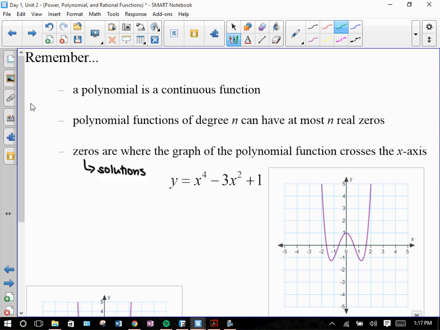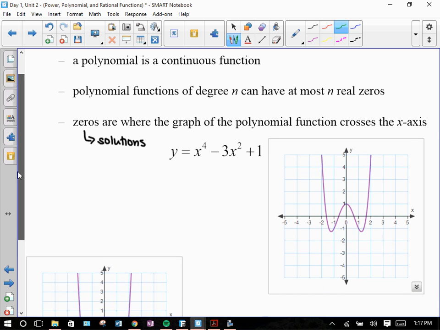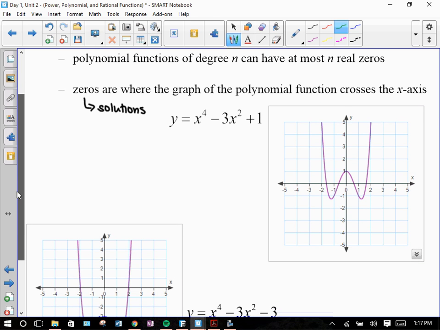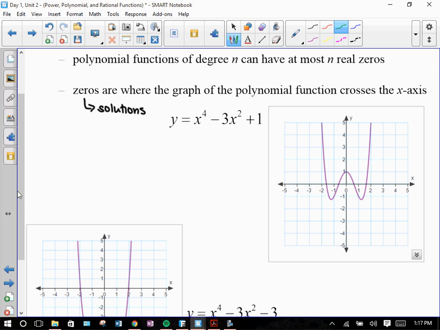Now, I have 2 examples of graphs drawn here. I have these drawn to make a point. First of all, we have two functions up here that are almost the exact same function. We have y equals x to the fourth minus 3x squared plus 4. And we have y equals x to the fourth minus 3x squared minus 3.